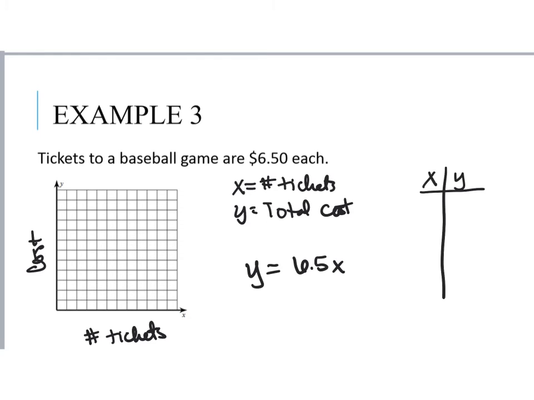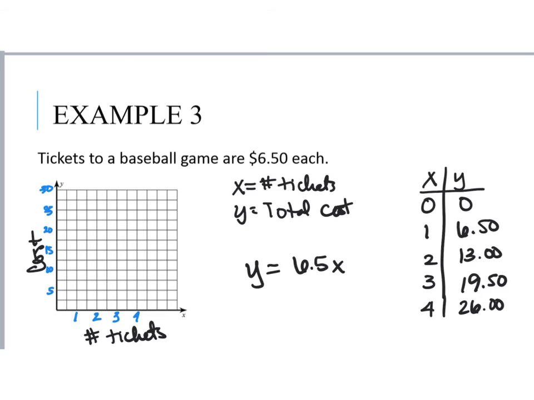So if I have my XY table, if I buy 0 tickets, I have $0 spent. If I buy 1, it's $6.50. If I buy 2 tickets, we're at $13. 3 tickets is going to put us up to $19.50. 4 tickets is going to take us up to $26. So for my x-axis, I just labeled these as my number of tickets. My y-axis, every line is really equal to 250.